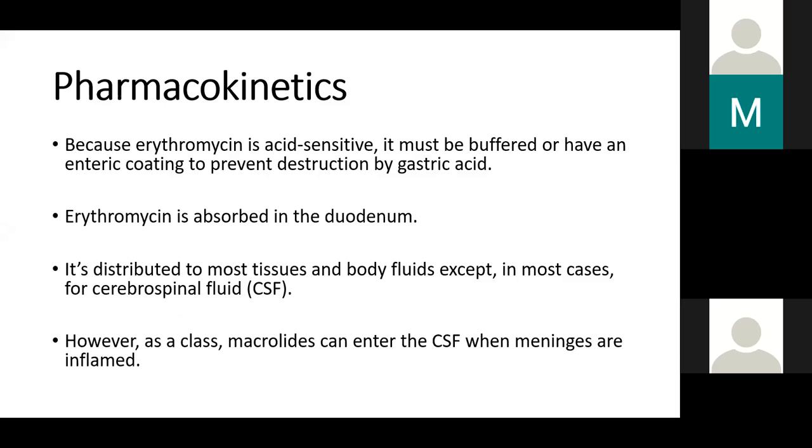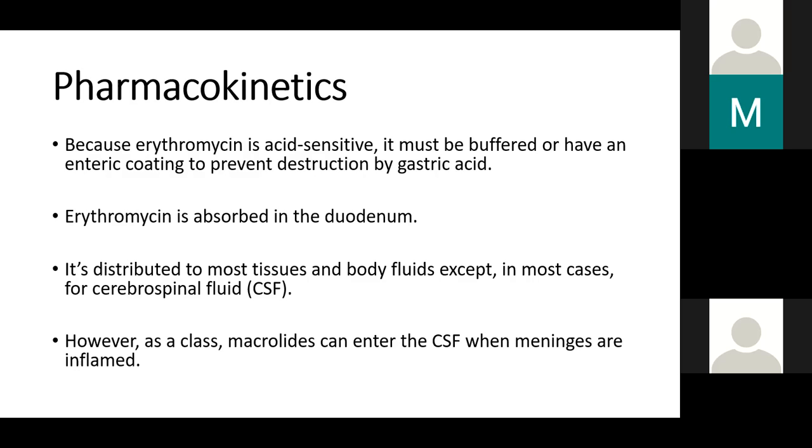So what this means is that it is destabilized in the acid environment in the stomach. So it has to have an enteric coating to protect it from the gastric acid in the stomach. However, it is absorbed in the duodenum. It goes through the small intestine and it's absorbed in the duodenum. And it is distributed to most of the tissues in the body, except the CSF.